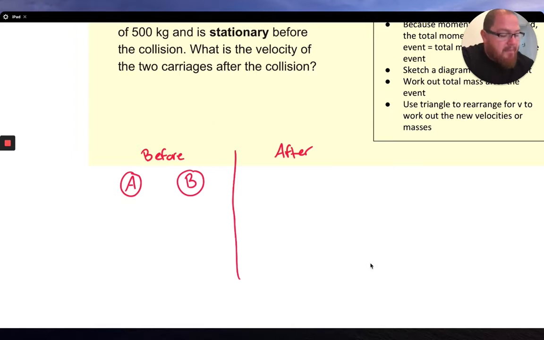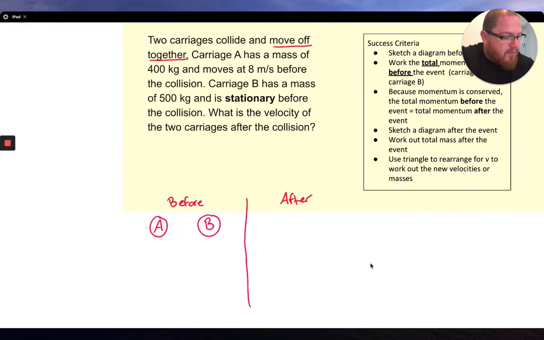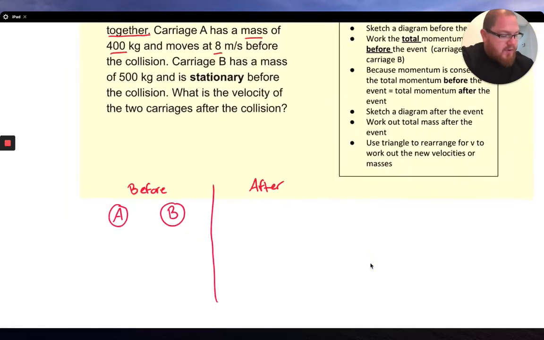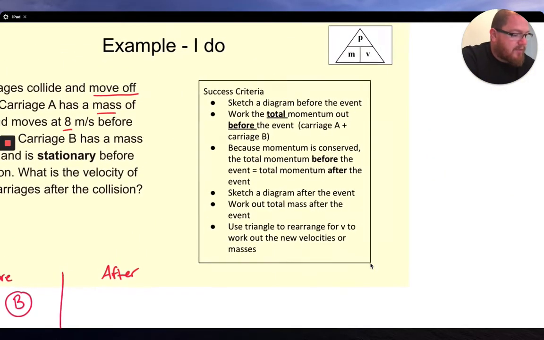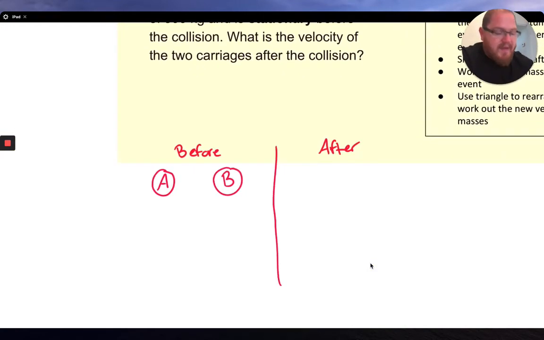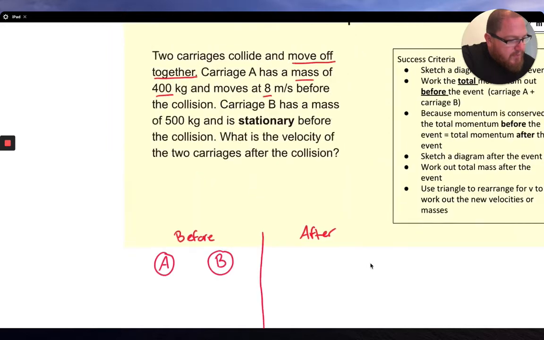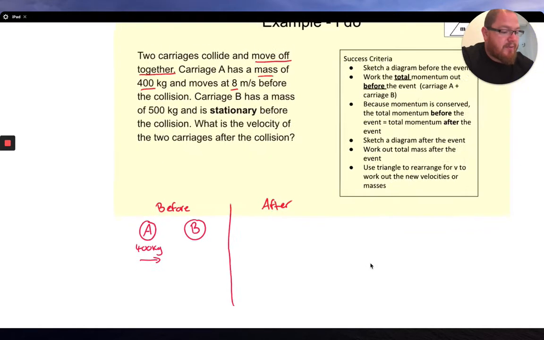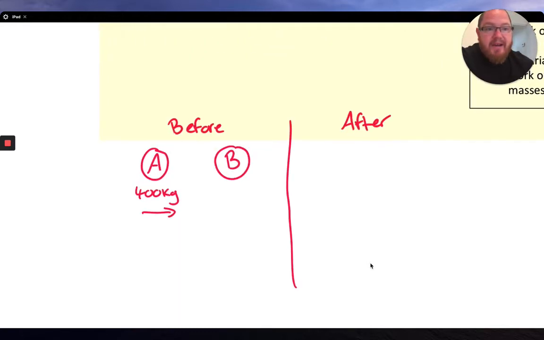Okay, now let's just give them some numbers. So carriage A has a mass of 400 and it moves at 8 meters per second. If I stick with the success criteria there, work out the total momentum. So I need to get some figures here now. A was 400 kilograms, and it moved, and I'm going to just pick a direction here, because it doesn't tell me which direction. This is a really important bit, that you draw an arrow, and it was going at 8 meters per second. So it's going this way at 8 meters per second.